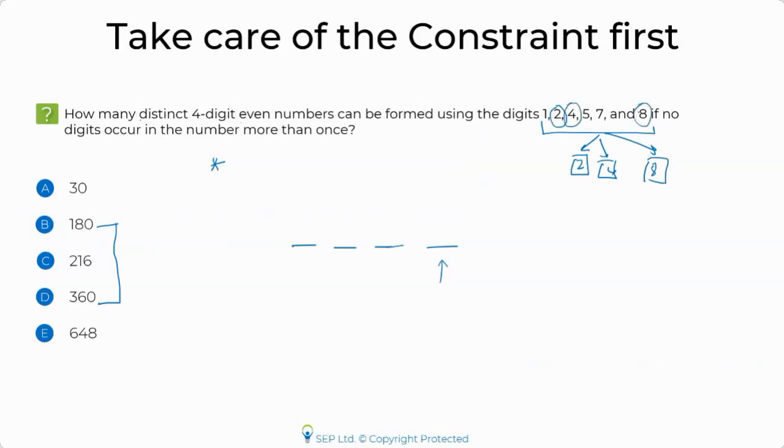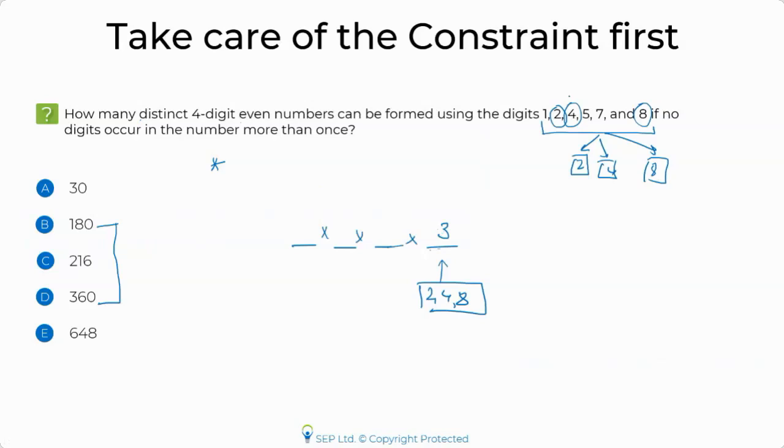So whenever there's a constraint, you can fill this up first, because that's the easiest way to take care of the constraint. So you can say the last place can be filled in 3 ways. That way the constraint is taken care of. You don't have to worry about the last place anymore.